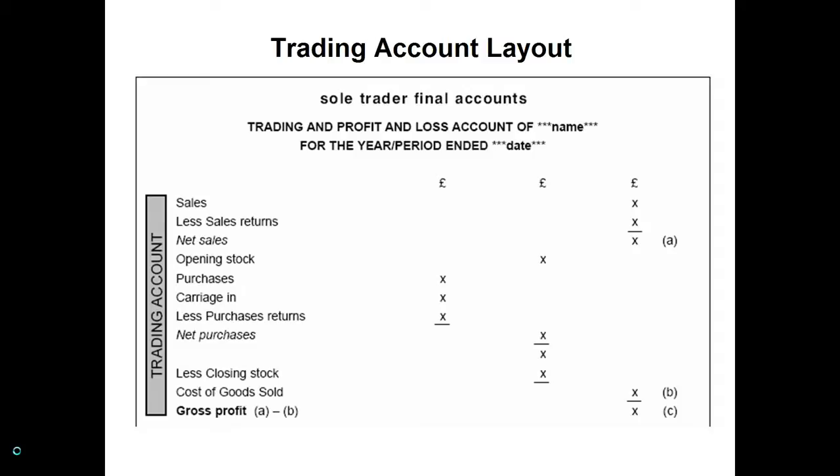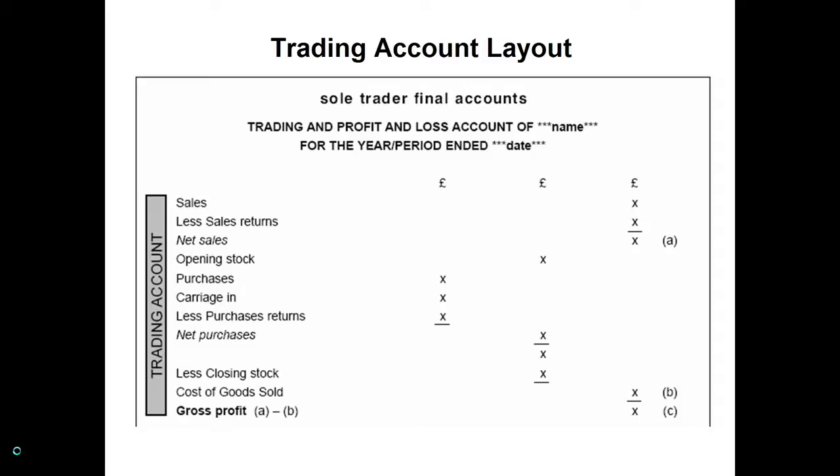This is for sole trader final accounts, and the title is important, so you need to have trading and profit and loss account, or the new title, which is income statement. In this case, they've got the name of the sole trader, and it's for the year ended, or the year ending, and the date. For example, the date could be the 31st of December 2011, and the date would go in full.